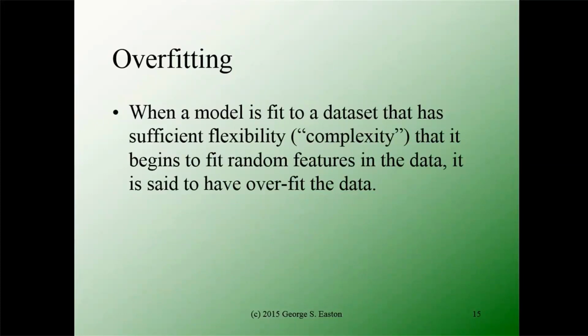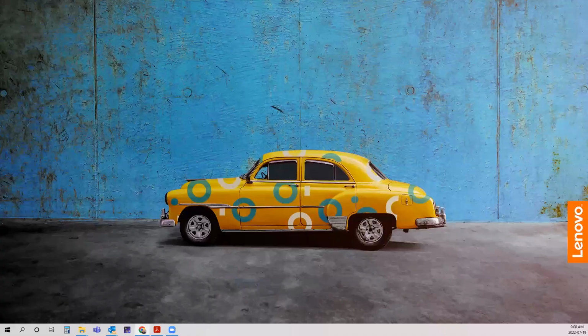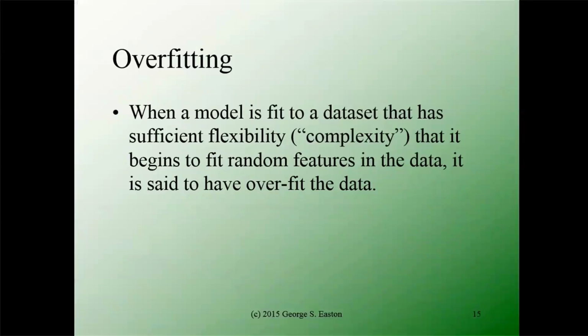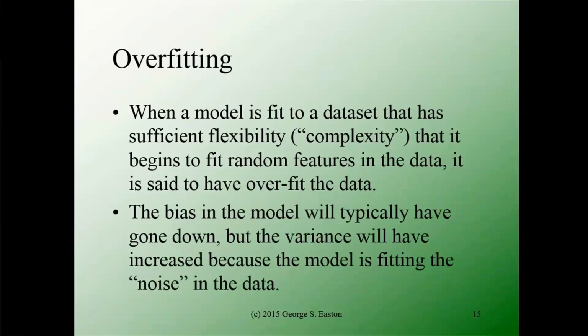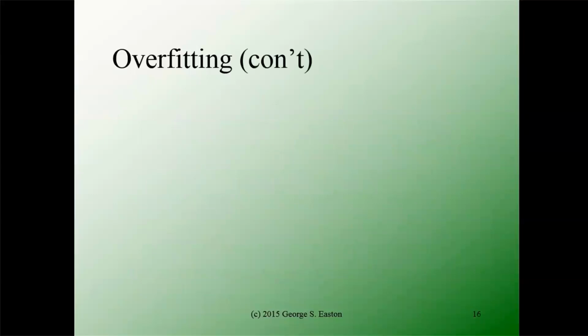So I've talked some about overfitting at this point, but now I want to address overfitting specifically. Now, when a model is fit to a data set that has sufficient flexibility, and here, flexibility and complexity really are essentially referring to the same thing, that it begins to fit random features in the data, it's said to overfit the data. When you have such a model, the bias in the model will typically have gone down because the flexibility is allowing that model to fit the main structural features in the data. But the variance will increase because the model is actually responding to the noise in the data, and it's actually fitting the noise in the data.